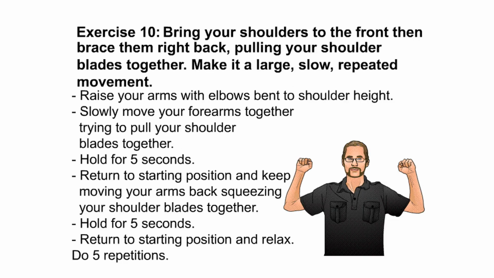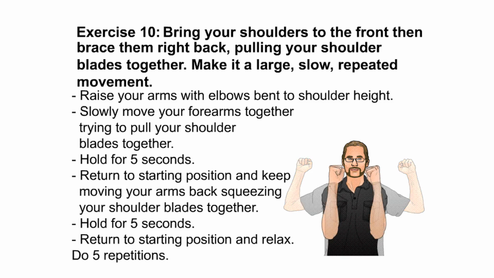Exercise 10. Bring your shoulders to the front, then brace them right back, pulling your shoulder blades together. Make it a large, slow, repeated movement. Raise your arms with elbows bent to shoulder height. Slowly move your forearms together, trying to pull your shoulder blades together. Hold for 5 seconds. Return to starting position and keep moving your arms back, squeezing your shoulder blades together. Hold for 5 seconds. Return to starting position and relax. Do 5 repetitions.